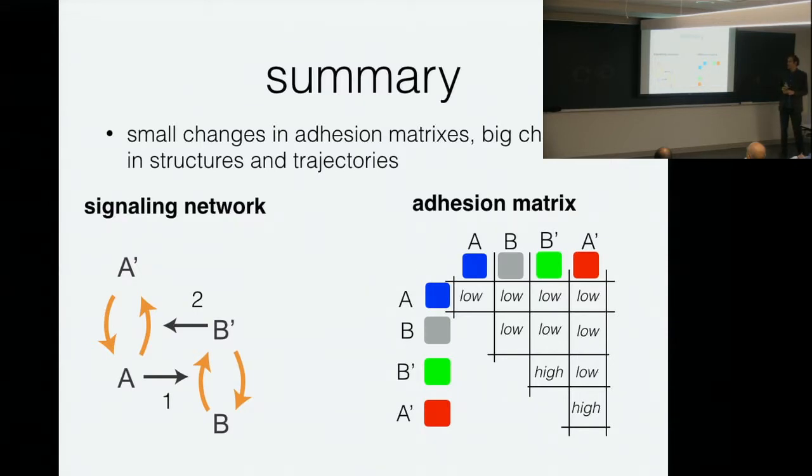Part, they show that thinking about the system in these two parts, the signaling part and then the adhesion part, at this point you can see what changes in the adhesion matrix do to the system and how you can drive the system. I'm going to show you something about what happens when you change the signaling network.